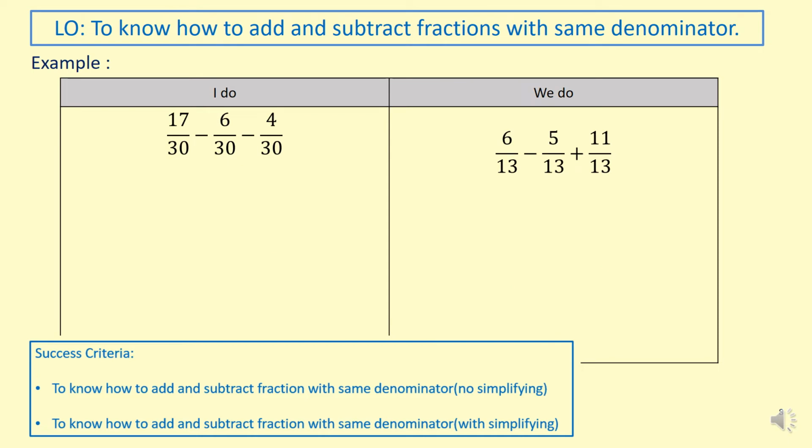Here you can see a slightly different example. As you can see, I'm dealing with 3 fractions. But don't confuse yourself, just do it step by step. I'm just going to pick the first 2 fractions. I start from the left, I pick the first 2 fractions. It's the same as when I had 17 over 30 take away 6 over 30. So I completely ignore the last fraction for now.